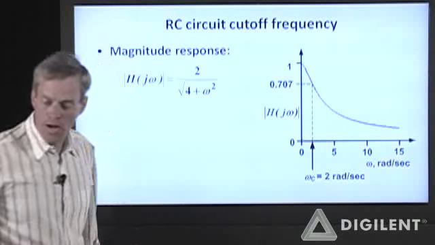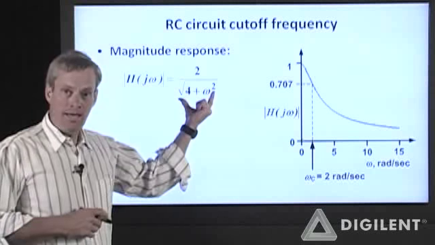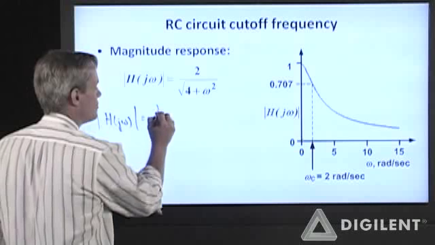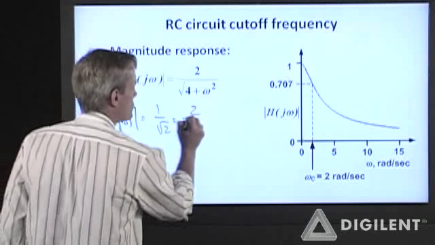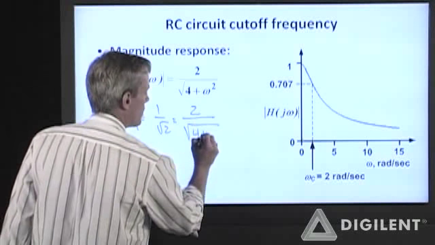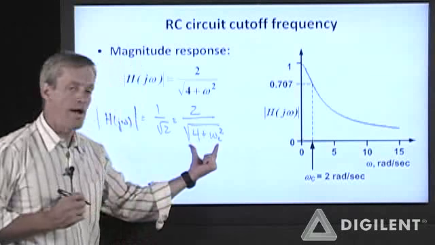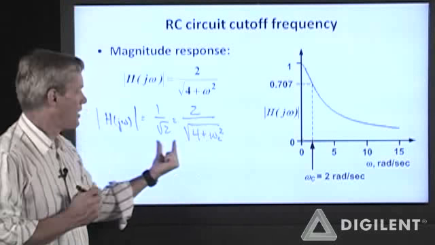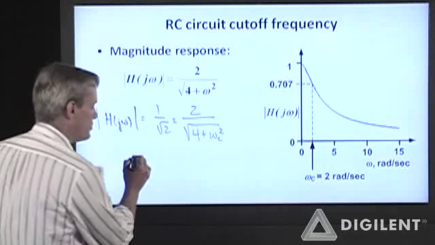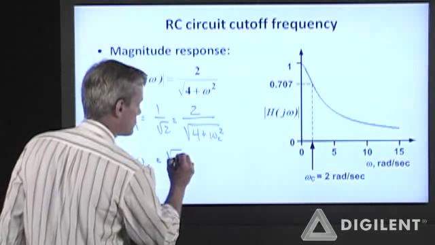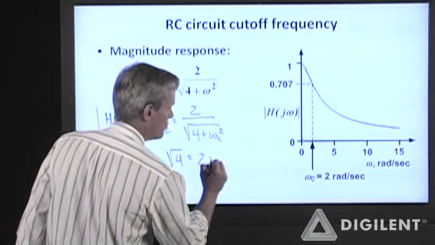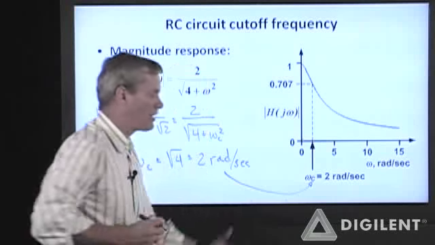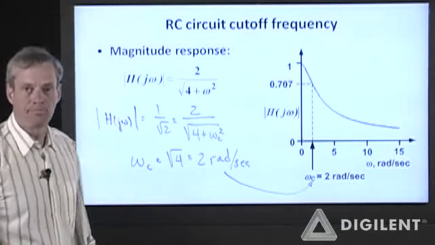What you will do is look at this, set magnitude of h of j omega equal to 1 over square root of 2, which is 2 over the square root of 4 plus omega sub c squared. So when omega c squared is 4, this will be 1 over root 2, so omega sub c is the square root of 4, which is 2 radians per second, which is where our cutoff frequency is on the plot.